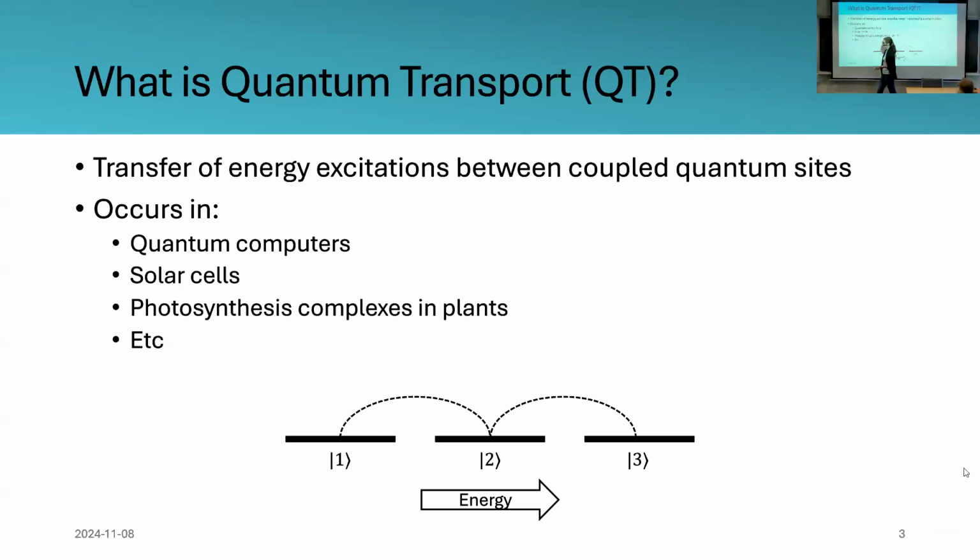There. So quantum transport occurs in quantum devices like quantum computers, also in solar cells. There's also some plants, specifically some bacteria, where their photosynthesis complexes follow a procedure that we think is quantum transport. So overall, we see it all over the place at the quantum level in the world.